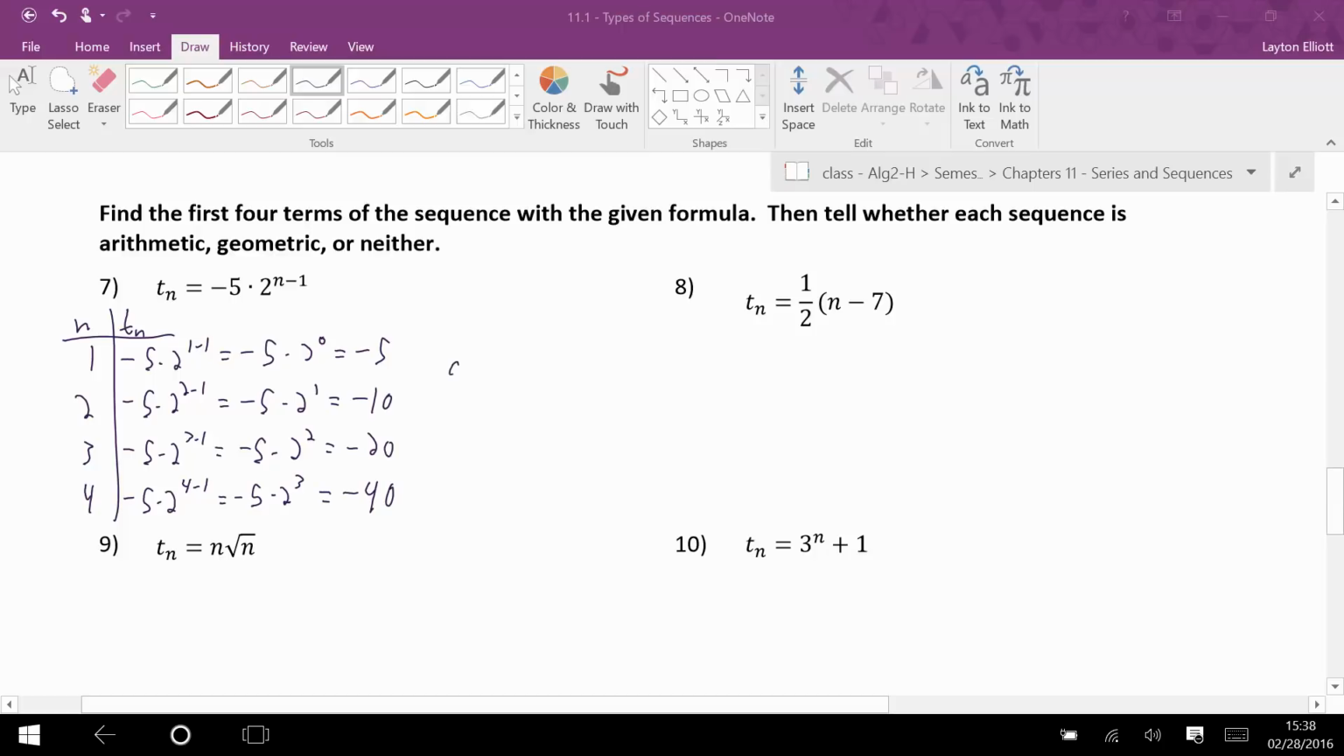This is clearly a geometric sequence. And I can go even further by saying it's a geometric sequence with an r equal to 2. I'm multiplying by 2 each time.